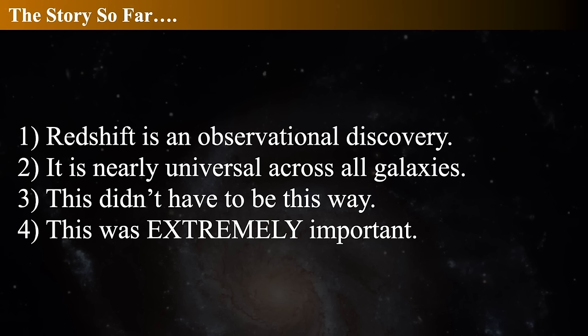Okay, so let's take a moment to reflect that this didn't have to be this way. We can make up all sorts of fancy ideas, science fiction, pure speculation, wild word strings based on a jargon generator. Nature could have surprised us in a lot of ways, but this surprise is a doozy. It was a shocking discovery that nearly every galaxy is rushing away from us. One, redshift is an observational discovery. Two, it is nearly universal across all galaxies. Three, it didn't have to be this way. This was a discovery. And fourth, this was extremely important. We'll now look at Hubble's law and show how it arises from the relativistic theory.